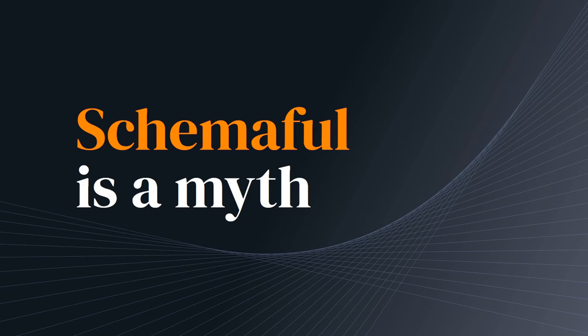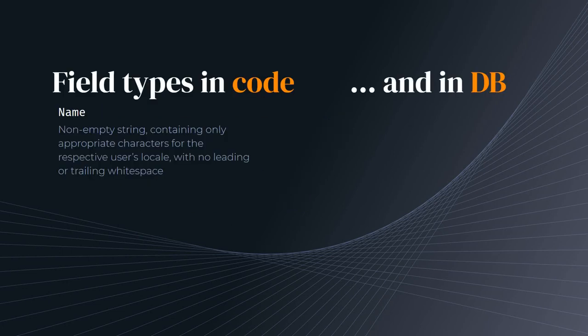To this end, most traditional databases provide a palette of primitive types that you can assign to fields such as bigint, smallint, varchar or nvarchar, XML and binary. But the truth is, they only add runtime checking to your data because they're not part of your domain code. Let's take an example of storing someone's name. In code, we might ensure it's a non-empty string containing only appropriate characters for the respective user's locale with no leading or trailing whitespace. And in the database, we'd represent this rich domain validation as nvarchar some value, not null.